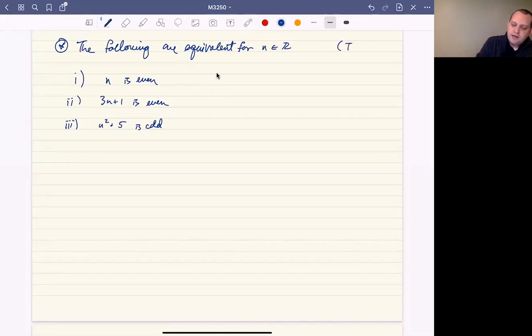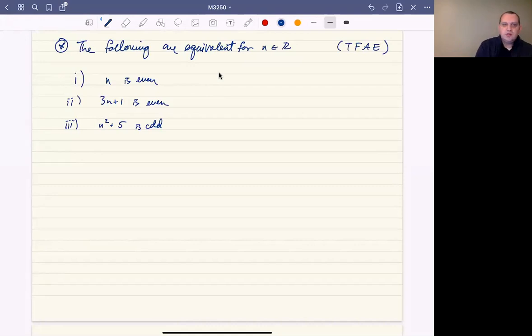I do feel obligated just to mention that "the following are equivalent" has an abbreviation, TFAE. I'm not a big fan of it, so I will not use this abbreviation, but just in case you ever see it, that's what TFAE stands for: the following are equivalent.